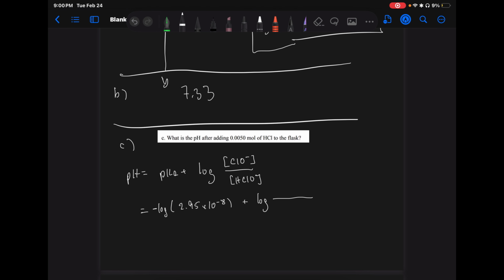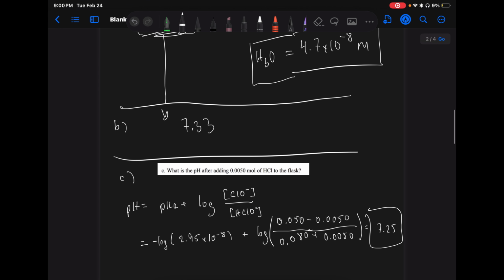because this is the base, right? The base will react with the acid, and that will reduce the concentration of base, because we're adding acid and they're reacting together. So we've got 0.050 minus 0.0050 all over 0.080 plus 0.0050. Once we get all that, we should get a value of 7.25. And that would just be the pH in the end.